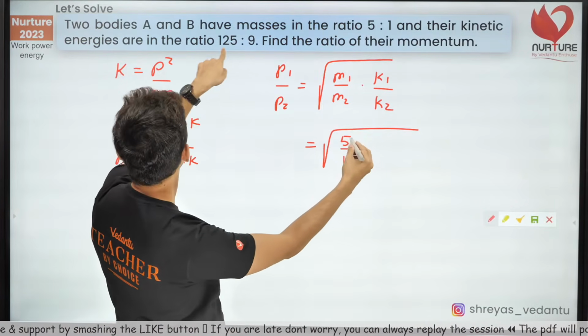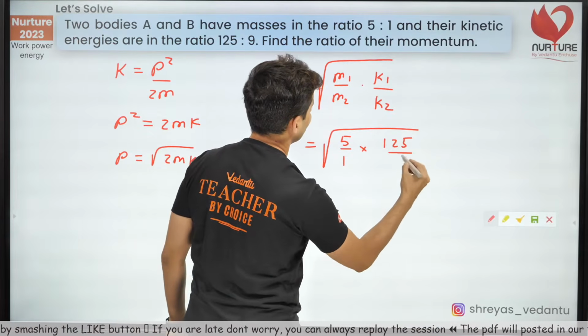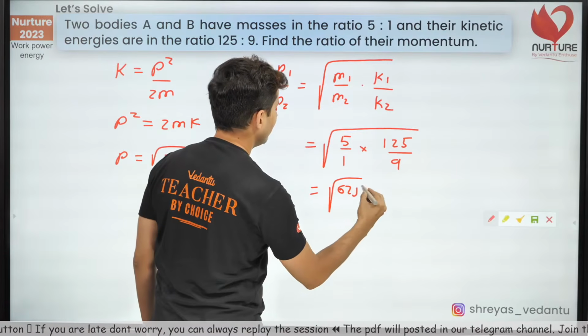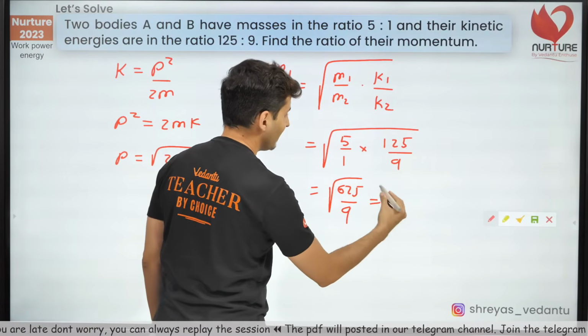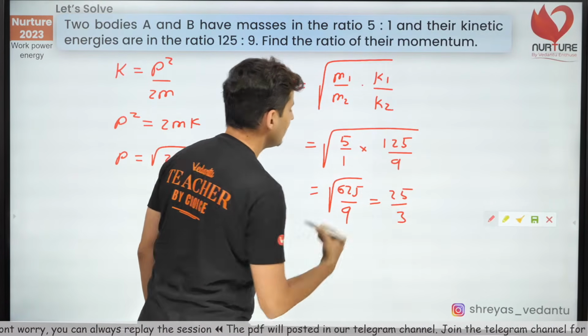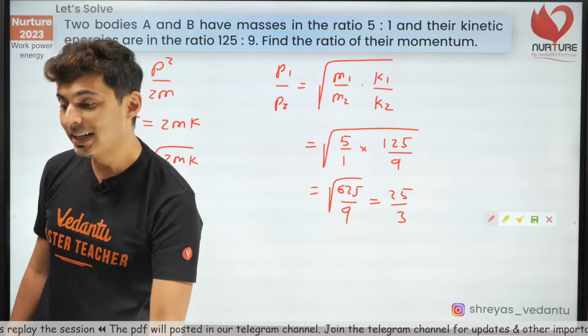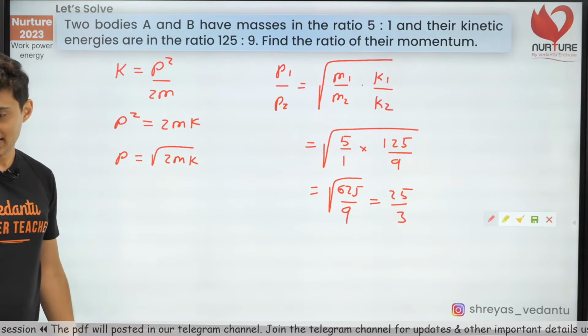Kinetic energy in the ratio of 125:9. So 5 into 125, that's 625, divided by 9. 625 is root 25, 9 is root 3. So 25 by 3. Oh, not 5 by 3, Saja, it's 25 by 3, be careful. Yes, that's it.